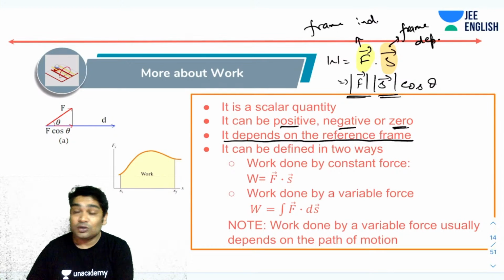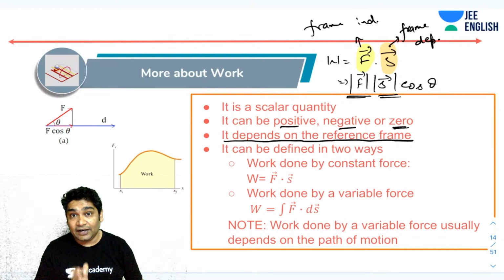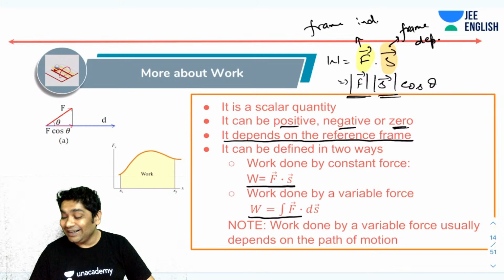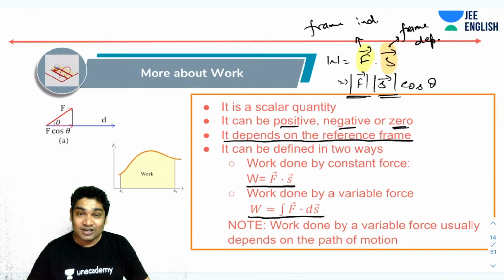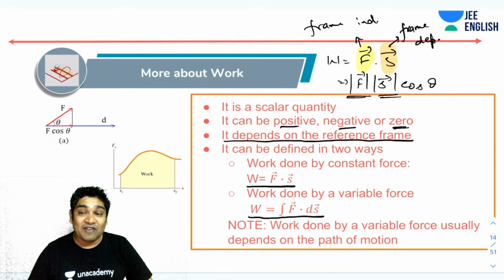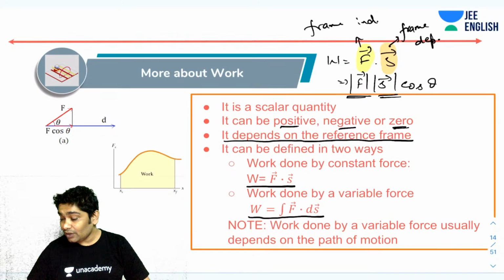Remember that work done by a force will be defined in every reference frame, and for every reference frame it can be different. It can also be the same, of course. Now, this work can be defined in two ways. For a constant force, the work is defined as F dot S, and for a variable force, it is defined as the integral of F dot ds. I'm just reminding you, I'm not going to explain why this happens. If you need any details of these, you can watch my lectures for 2022 aspirants. You will also note that work done by a variable force will usually depend on the path of the motion. So please remember that.